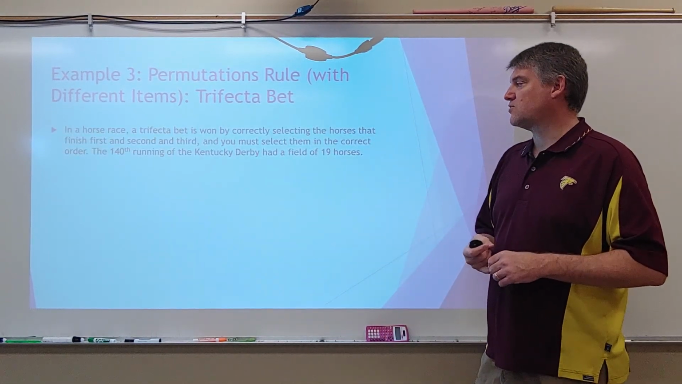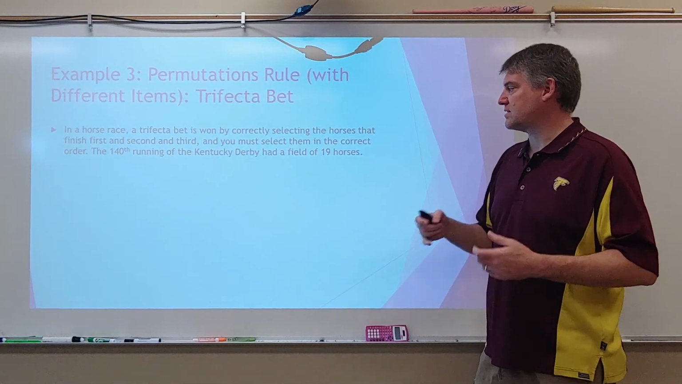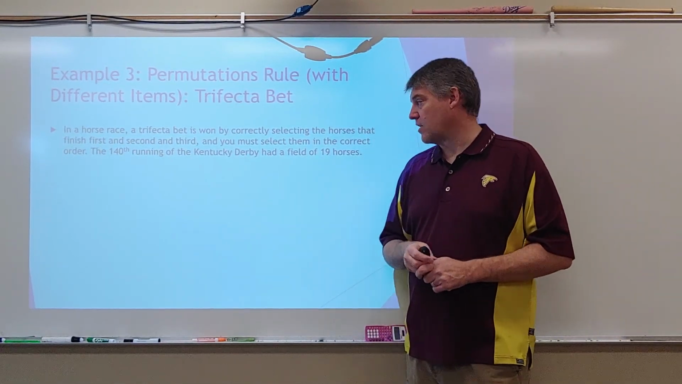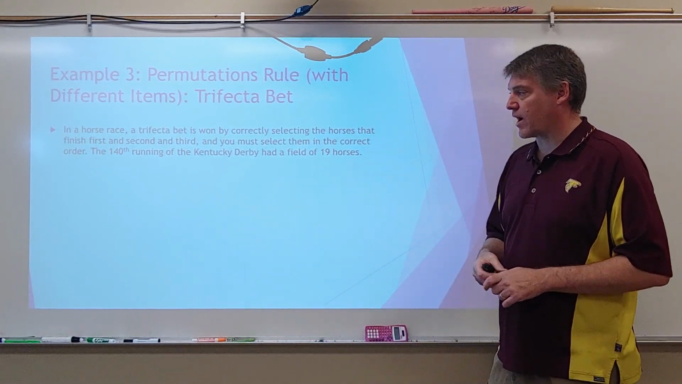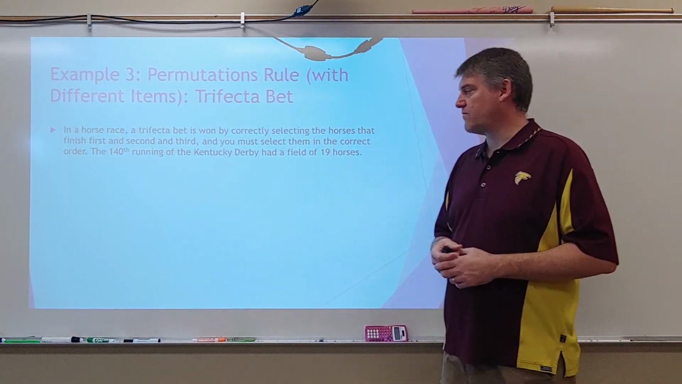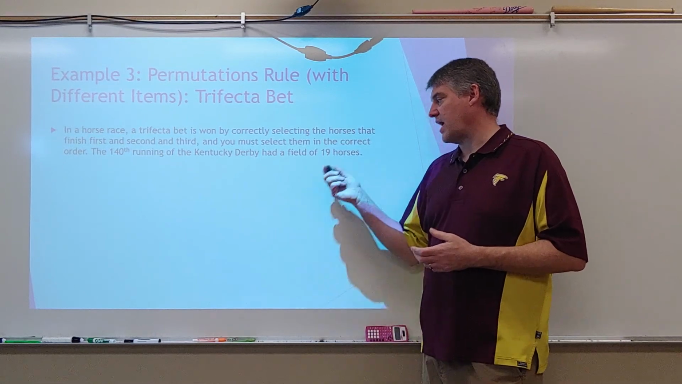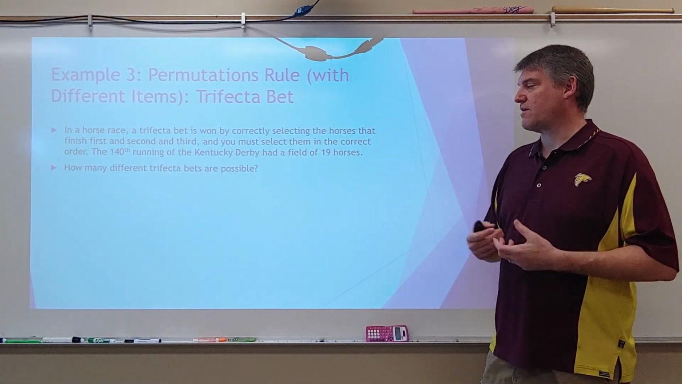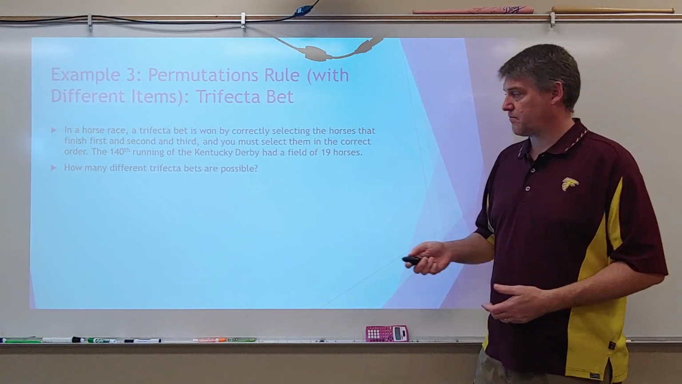In a horse race, a trifecta bet is won by correctly selecting the horses that finish first, second, and third. And you must select them in the correct order. The 140th running of the Kentucky Derby had a field of 19 horses. How many different trifecta bets are possible?